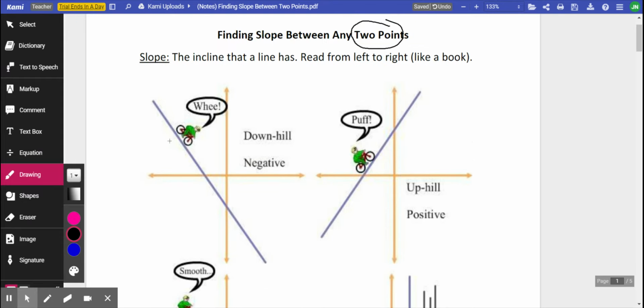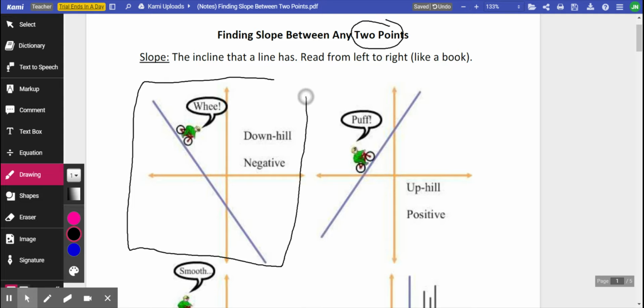When you have a negative slope, if we read this first graph from left to right, as you can see from the blue line, it looks like the little guy with the motorcycle is going downhill, or it looks like a bike. So it's going downhill. That means it is a negative slope from left to right.